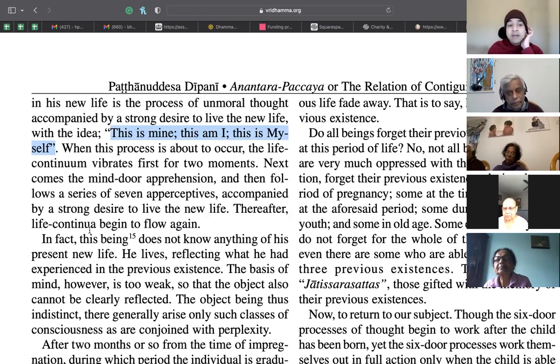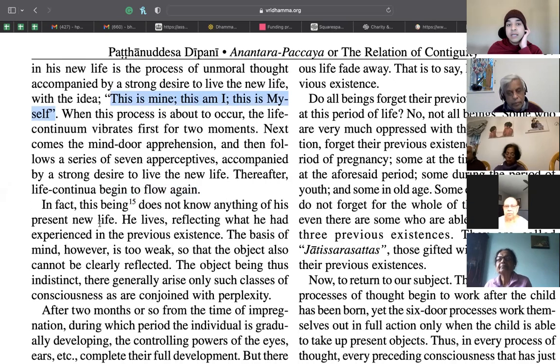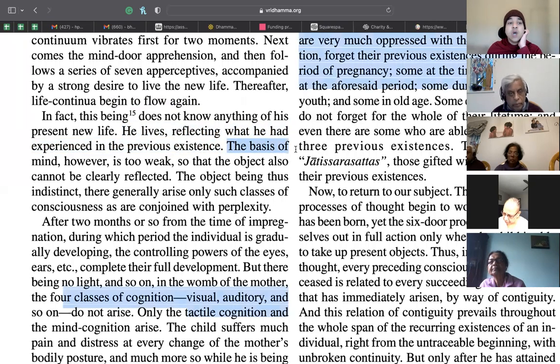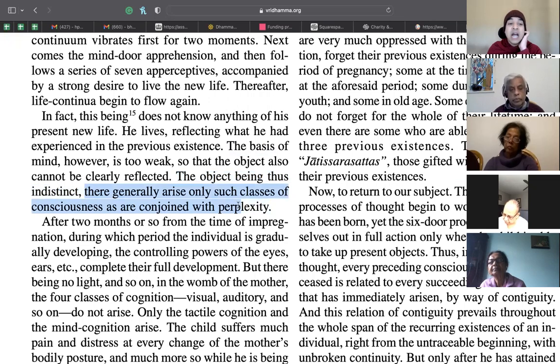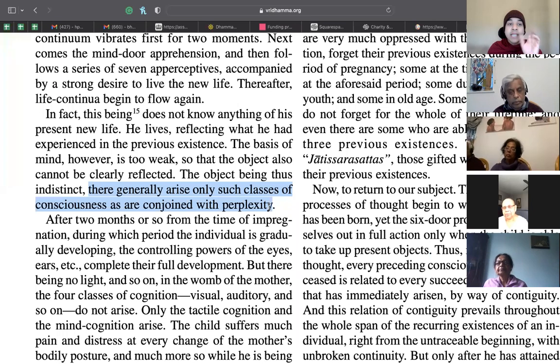Right? Here, thereafter, the life continua begin to flow again. In fact, this being does not know anything of his present new life. He lives reflecting what he had experienced in the previous existence. The basis of the mind, however, is too weak, so that the object also cannot be clearly reflected. The object being thus indistinct, there generally arise only such classes of consciousness as are conjoined with perplexity. Right? There is no true clarity there.